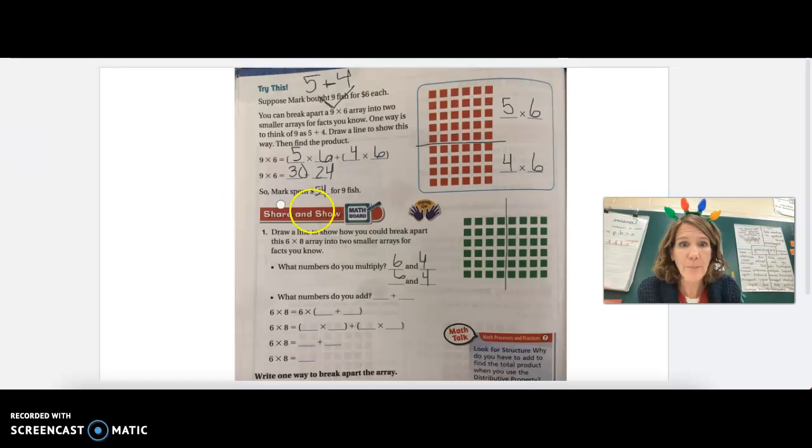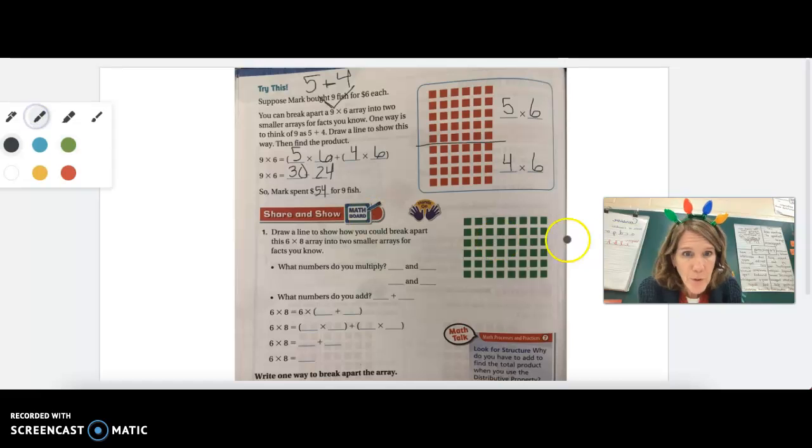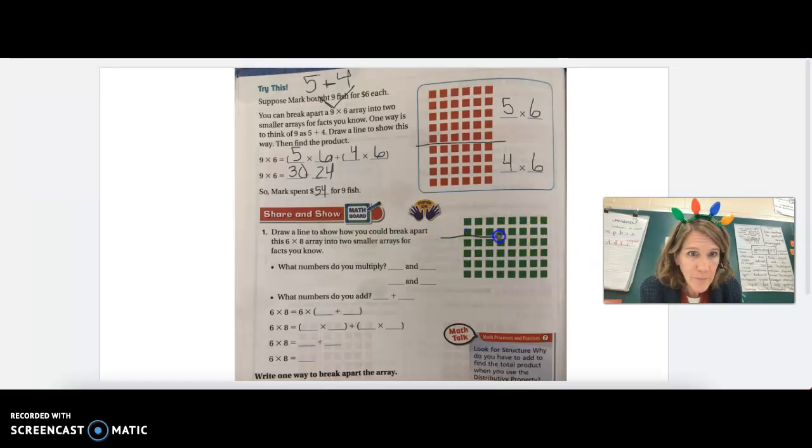Let's say you wanted to do it, let's erase for a second. Erase this line. Let's say you wanted to break it right here. What would this be? This would be 3 times 8. And the bottom one would be 3 times 8. Okay? Do you have to do it evenly? No. You could break it, oops, I'm going to run out of time, so I better talk fast. You could break it right here. 2 times 8 and 4 times 8.